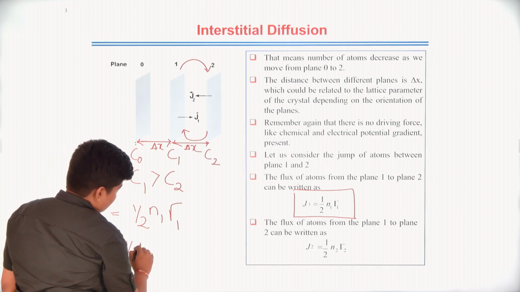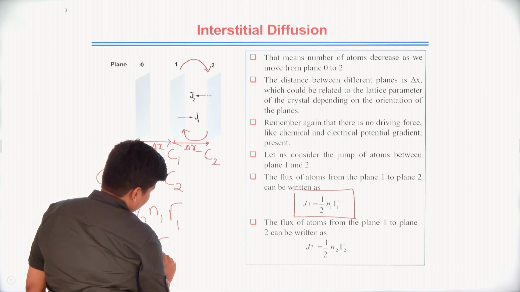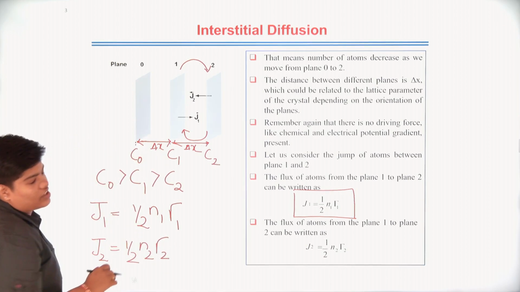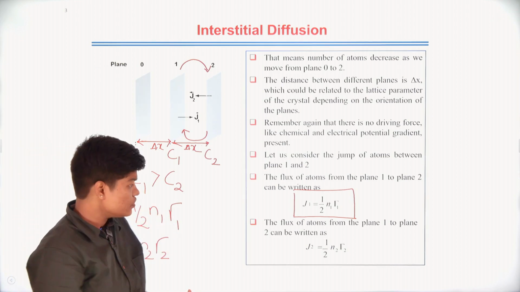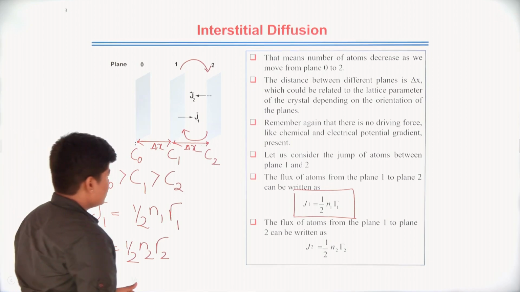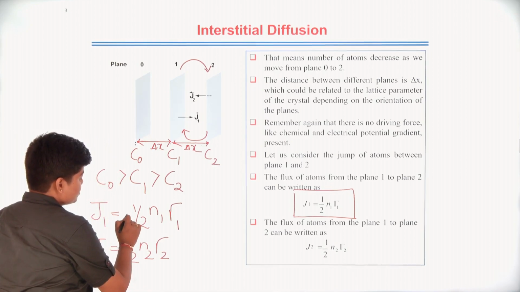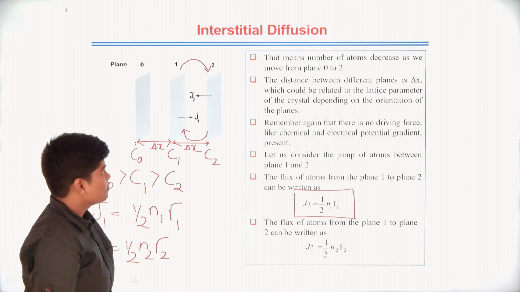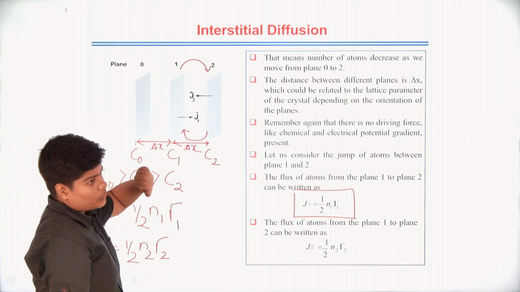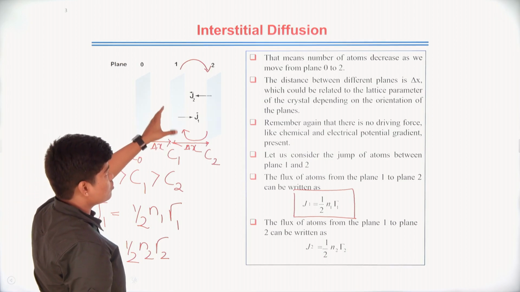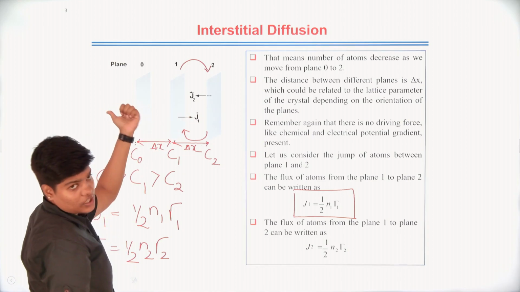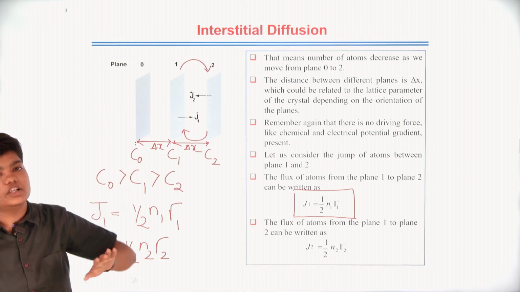will be half N2 sigma 2. Similarly, N2 is the number of atoms in plane 2 and sigma 2 is the jump frequency in plane 2. So here we can see the term half is included. Why half? Because we are not sure that the atoms present in plane 1 will only jump to plane 2. Also, it can jump to plane 0. There is some probability.